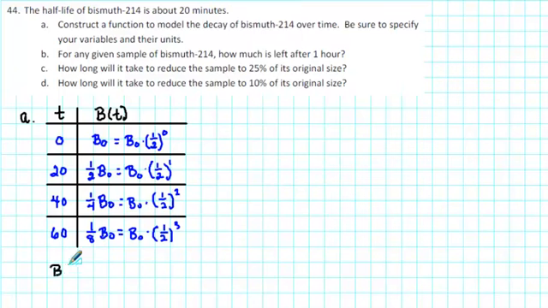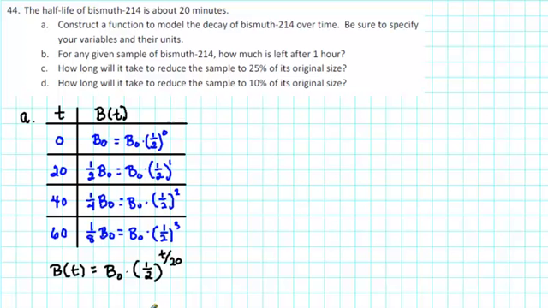We'll have B of T is equal to B sub 0, our initial amount, times a power of 1/2. And in order to get that power of 1/2, we need to take the value of time, T, and divide it by the half-life, which is 20 minutes. So B of T is equal to B sub 0 times 1/2 to the T divided by 20.